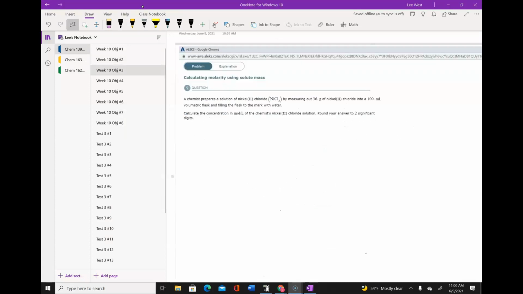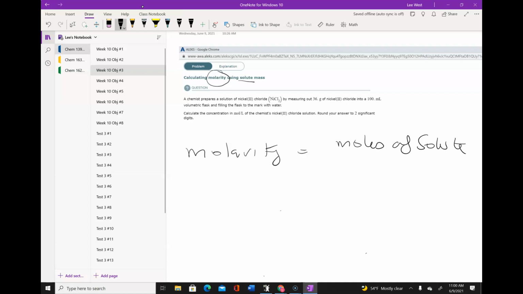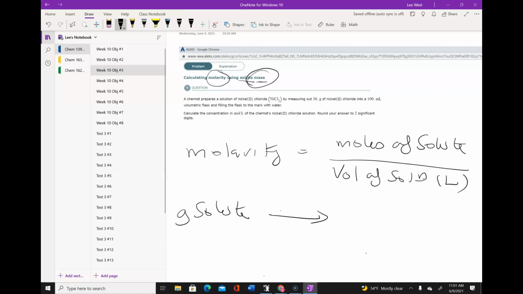Okay, so in this objective, we're going to be calculating molarity using solute mass. So we know that molarity is equal to moles of solute divided by the volume of the solution in liters. So the difficulty is that we're not going to be given the moles of solute, we're going to be given solute mass. So we're going to take grams of the solute and turn it into moles of the solute. And to do that, we have to multiply by 1 on the molar mass.